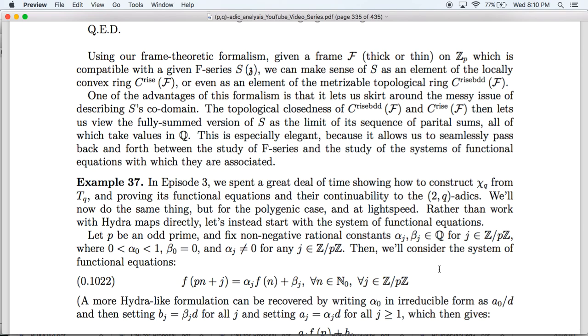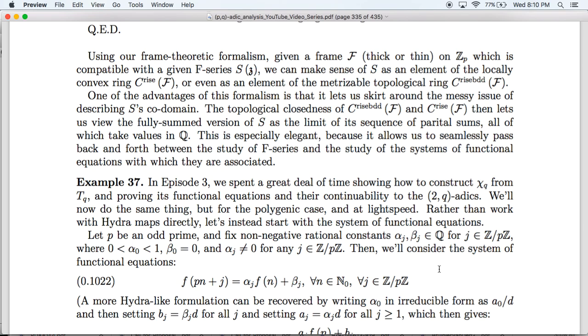But remember, back in episode 3, we spent a great deal of time showing how we constructed chi-q from the constant term of composition sequences of the branches of TQ, and then we established the functional equations, and then we showed that we got a rising continuous function from the 2-adics to the q-adics. Now we're going to do all of that, all of the episode 3 stuff, but for the polygenic case and at light speed.